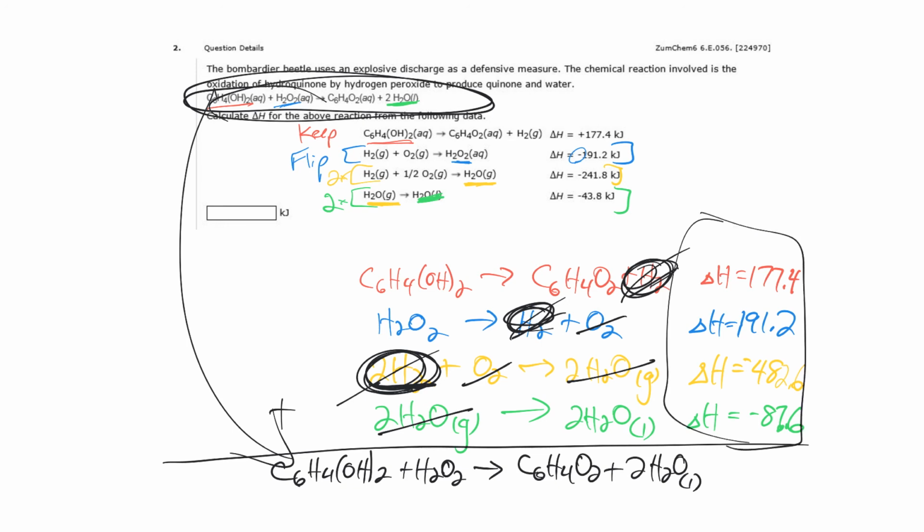So on my calculator I'm going to punch 177.4 plus a positive 191.2 minus, note there's a negative sign, minus 482.6 and minus 87.2. The overall delta H then is negative 398.4 kilojoules, or you could state that as kilojoules per mole if you wanted.